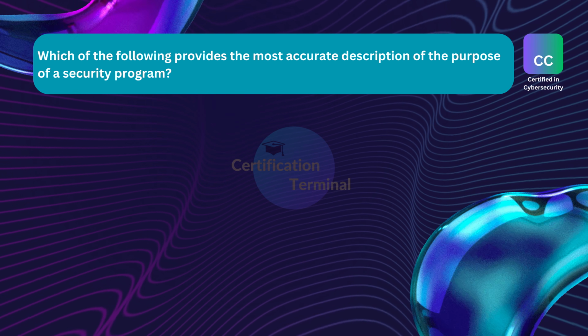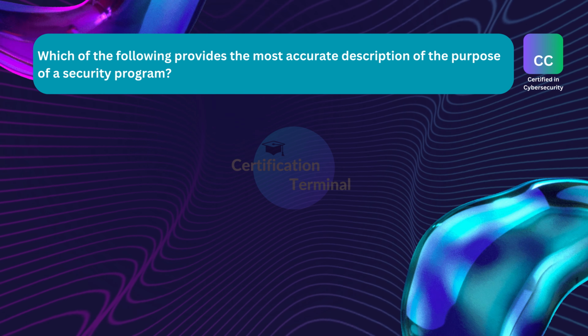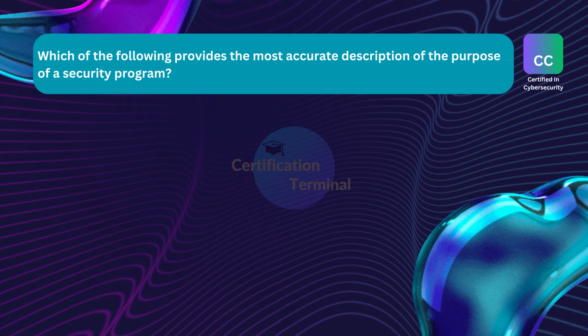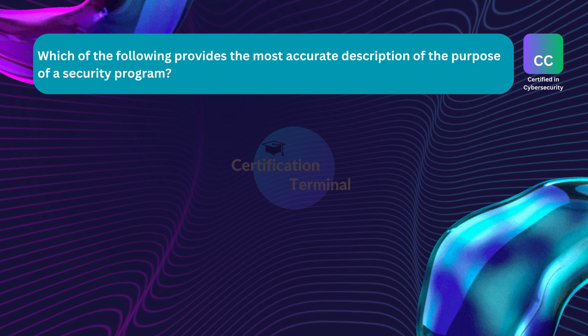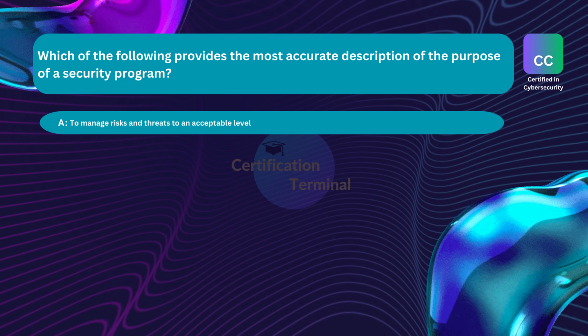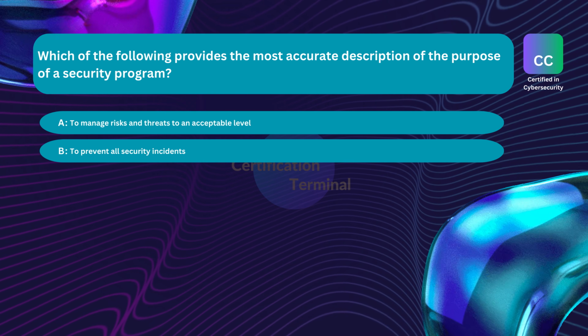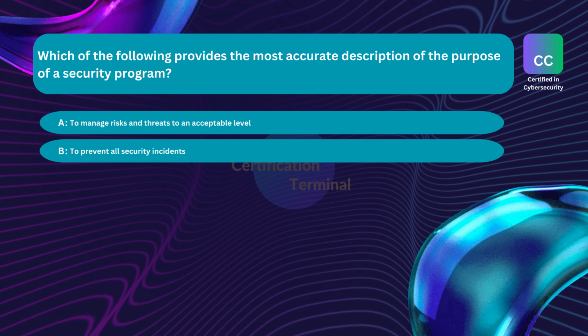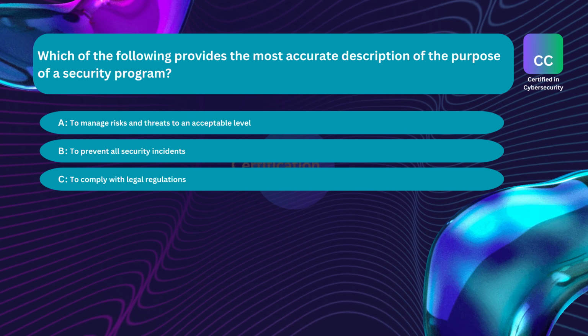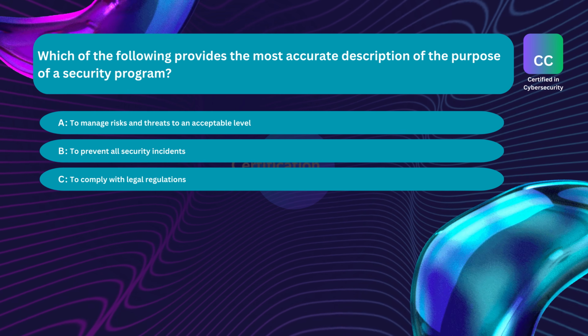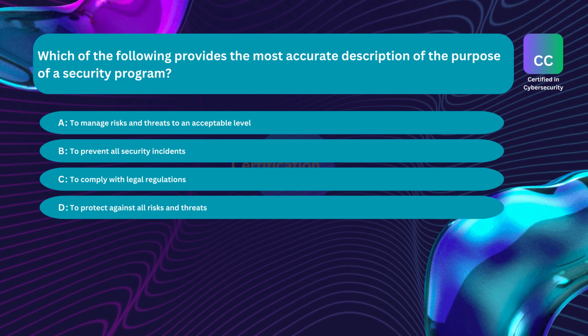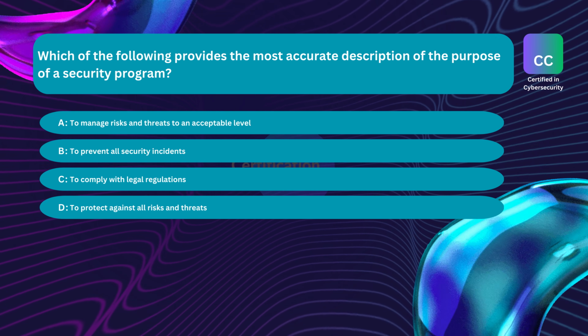Question number 2. Which of the following provides the most accurate description of the purpose of a security program? Option A, to manage risks and threats to an acceptable level. Option B, to prevent all security incidents. Option C, to comply with legal regulations. Option D, to protect against all risks and threats.